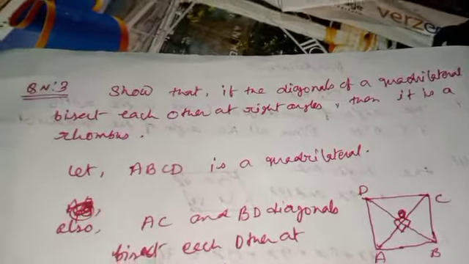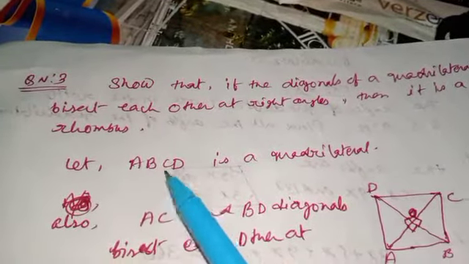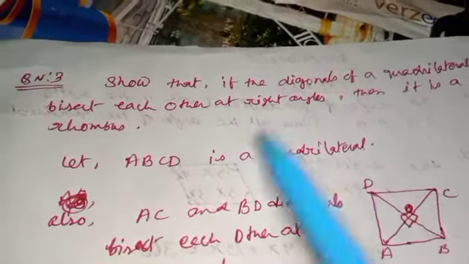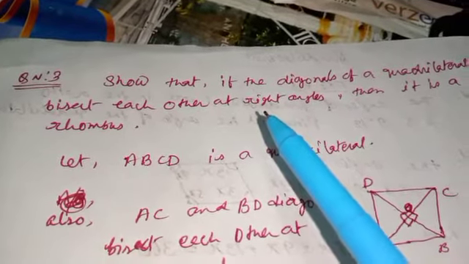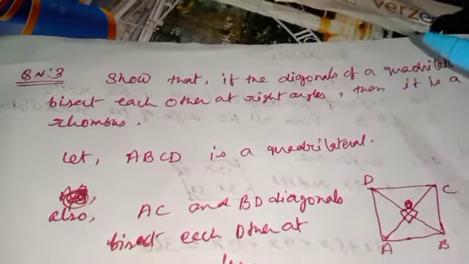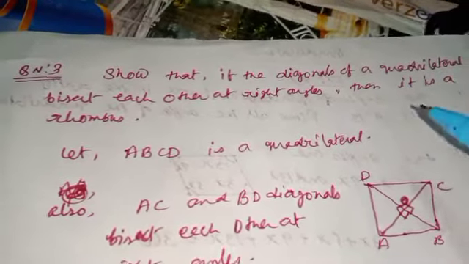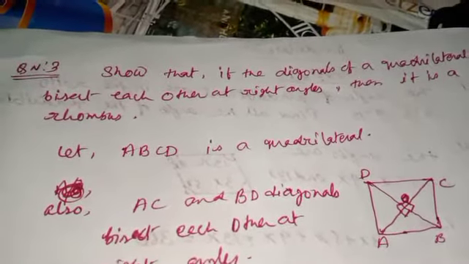Question number 3. Show that if the diagonals of a quadrilateral bisect each other at right angles, then it is a rhombus. Try to understand. They have given the condition that if the diagonals of a quadrilateral bisect each other at right angles, then it will become a rhombus.